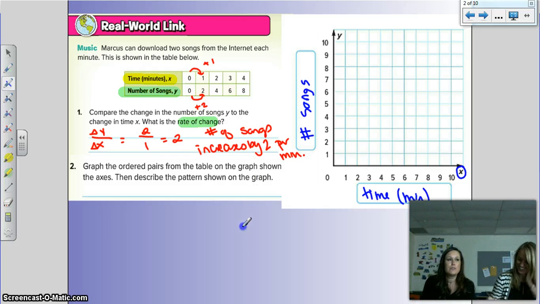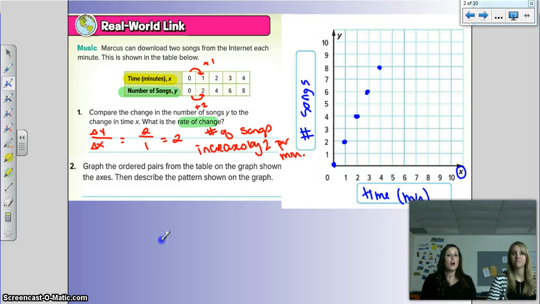Okay, so then all we got to do is pop those dots on our graph. So our first one is 0, 0. So we're going to go right here, right where the zeros connect. And then we're going to do 1, 2, so over to 1, up to 2. Hopefully you remember graphing from 7th grade too. And then over to 2, up to 4. So over to time, and then up to 4 songs. And then 3, 6, and 4, 8.